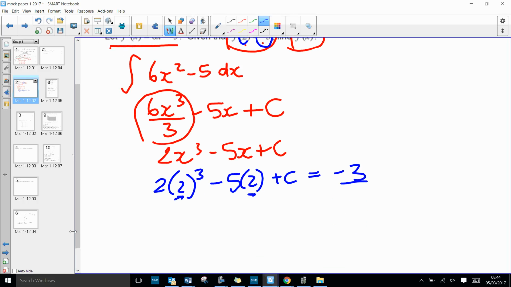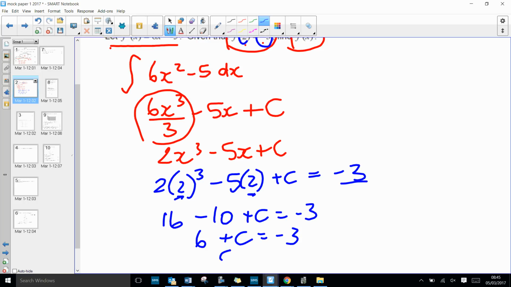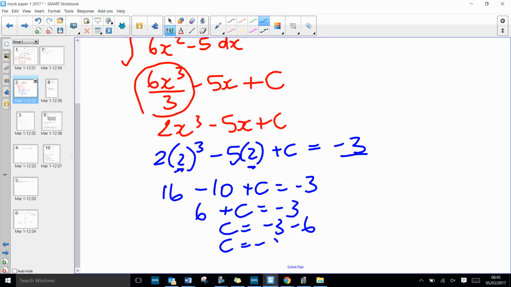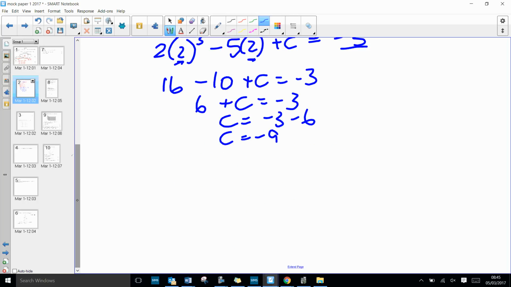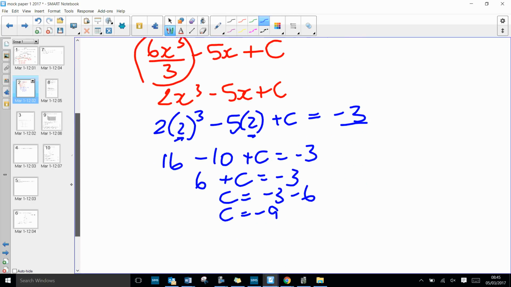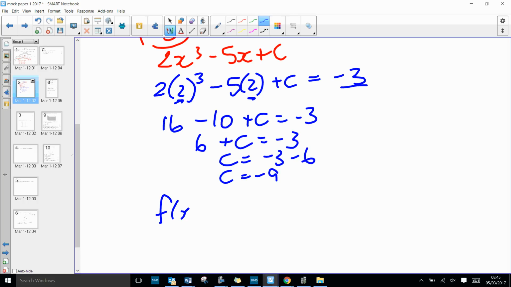So 2 cubed is 8 times 2 is 16, 5 times 2 is 10, 16 minus 10 is 6. So c is negative 3 minus 6. So c is negative 9. They actually want to know the function, so we're then just going to stick that negative 9 into our integral up above. So f of x will be 2x cubed minus 5x minus 9.